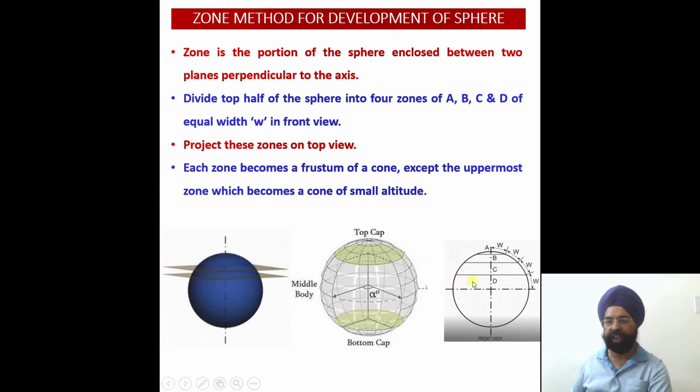Again, this second zone behaves like a frustum of a cone. And for this particular D zone, once again we are going to draw slant edges through these corners, so that a frustum of a cone will be obtained. So once again there is an approximation in this case. Each zone becomes the frustum of a cone except the uppermost zone, which becomes a small cone with a small altitude. This is a cone for which we have to carry out the development.